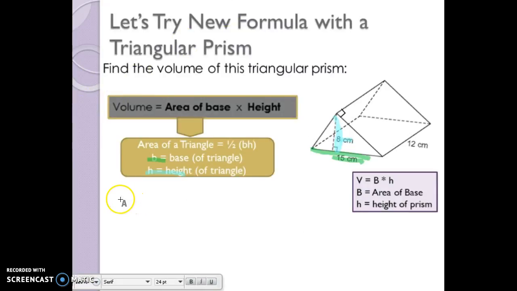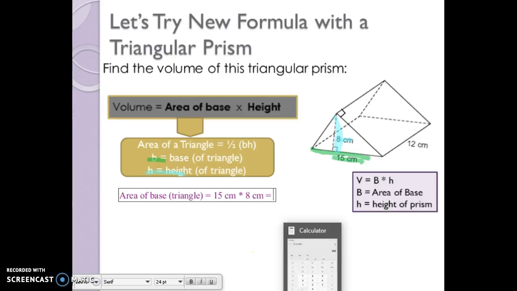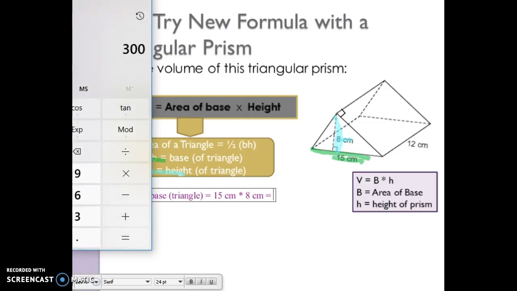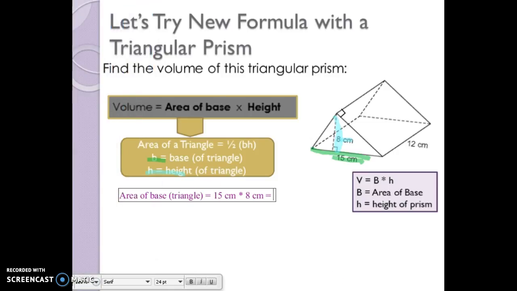So, area of the base, which is a triangle, is going to be 1/2 times 15 centimeters times 8 centimeters, which comes to 60 centimeters squared.